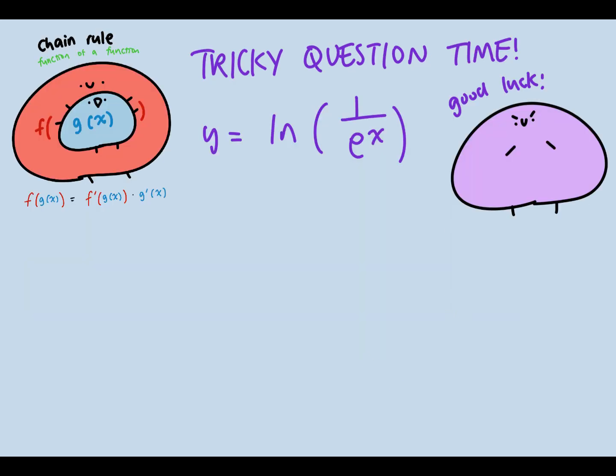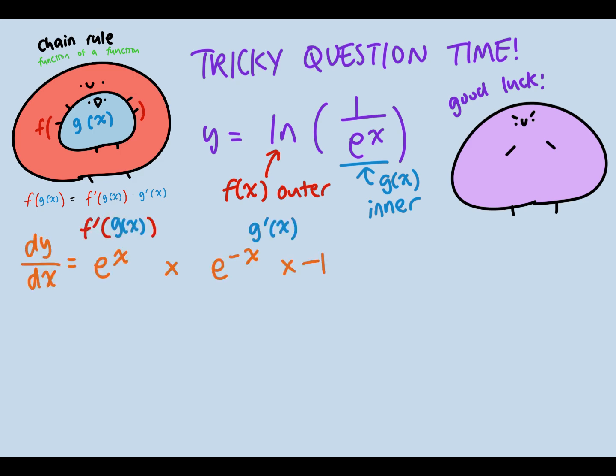Let's try y equals the natural logarithm of 1 over e to the power of x. This is a hard one. To differentiate, we can use our onion analogy. First, identify the outer function as simply being the natural log of whatever's inside. So differentiating it would get us 1 over e to the x, or just e to the x.